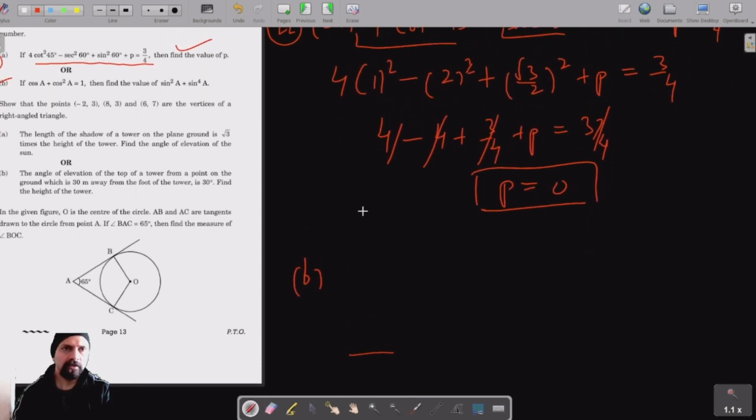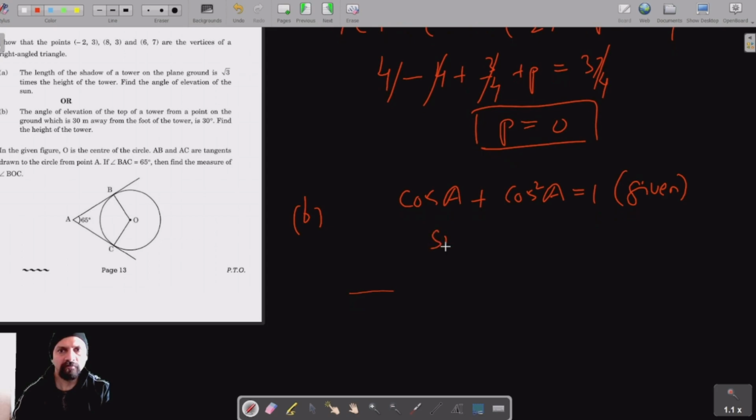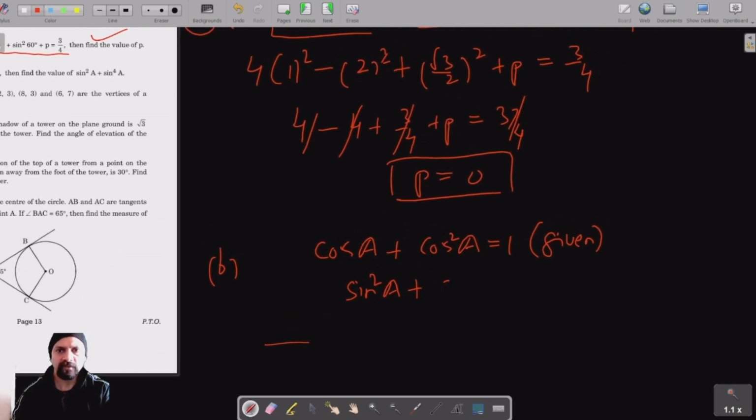Part B is we have to find the value of something, so it's given that cos A plus cos square A is 1. This is the value that's given. Now we have to find the value of sine square A plus sine raised to power 4 A.